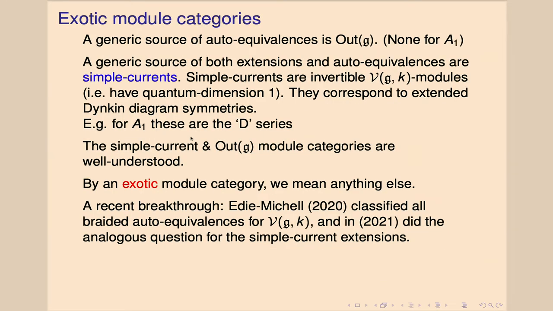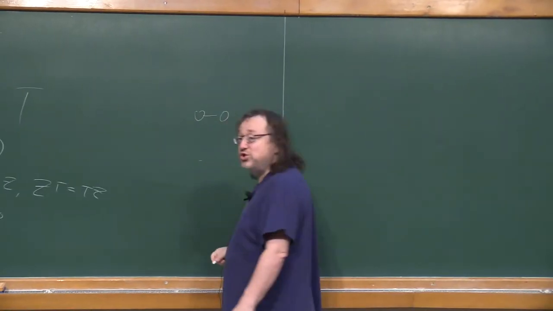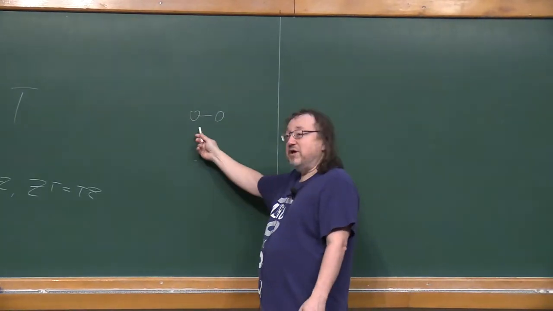Okay, so let's just look at some of the obvious module categories, some of the obvious ingredients that go on here. So the symmetries of the unextended Dynkin diagram. So if we're dealing with, let's deal with A2. So for A2, we have an outer automorphism.